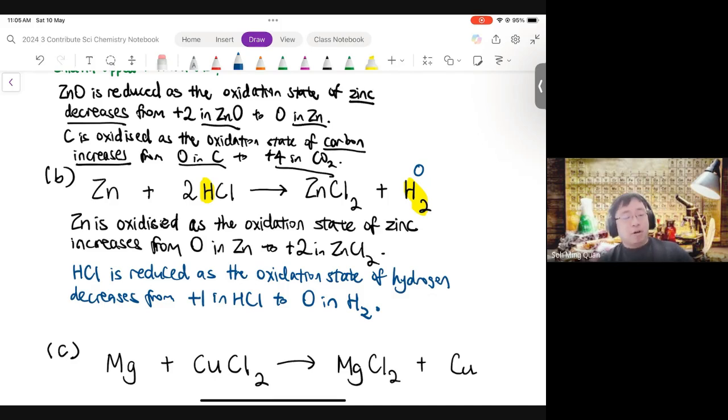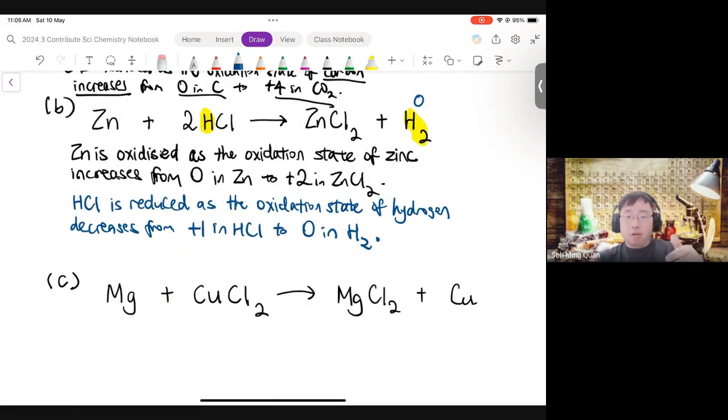Okay, now for part C, let's try doing it now. For those who have not done it, I'll quickly do it and let me see the answers. All right.